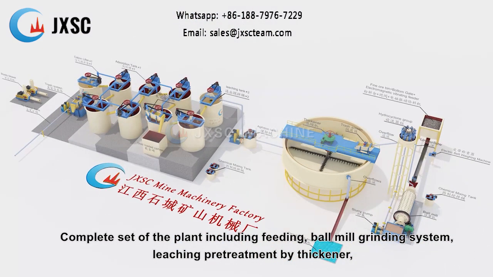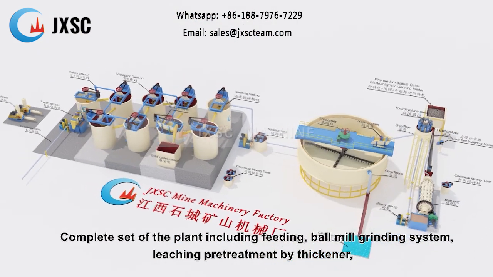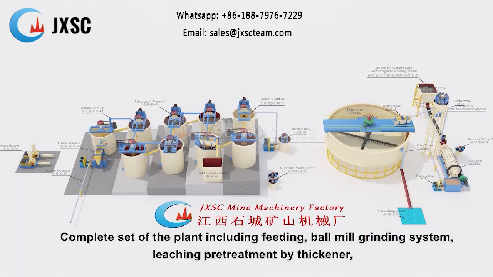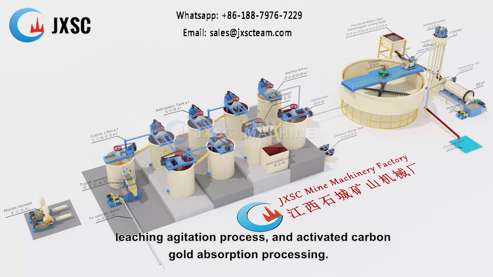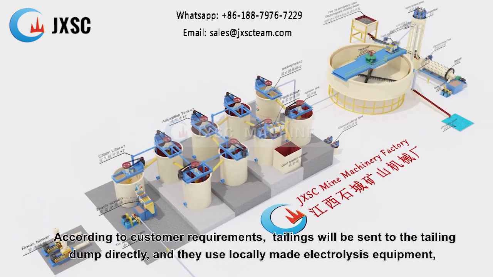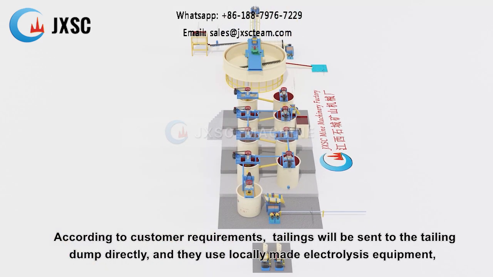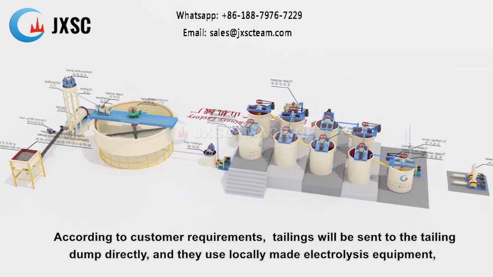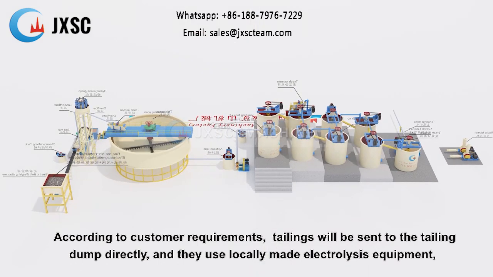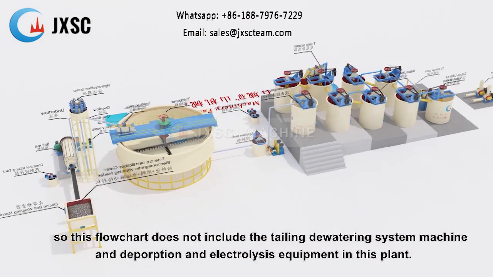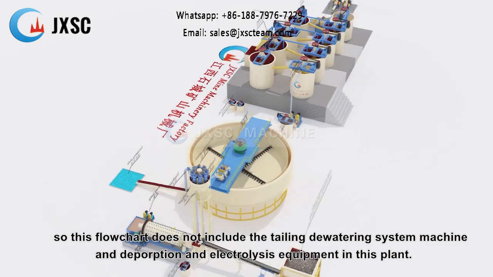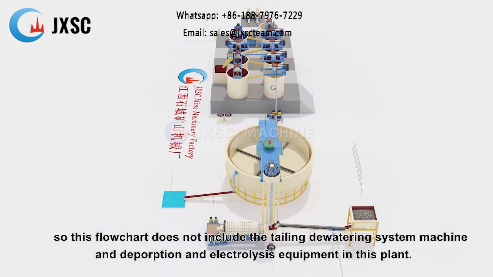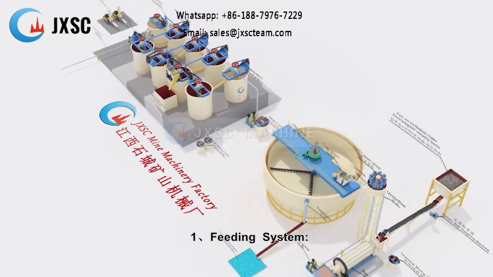The complete set of the plant includes feeding, a ball mill grinding system, leaching pretreatment by thickener, leaching agitation process, and activated carbon gold adsorption processing. According to customer requirements, tailings will be sent to the tailing dump directly, and they use locally made electrolysis equipment, so this flowchart does not include the tailing dewatering system machine and desorption and electrolysis equipment in this plant.